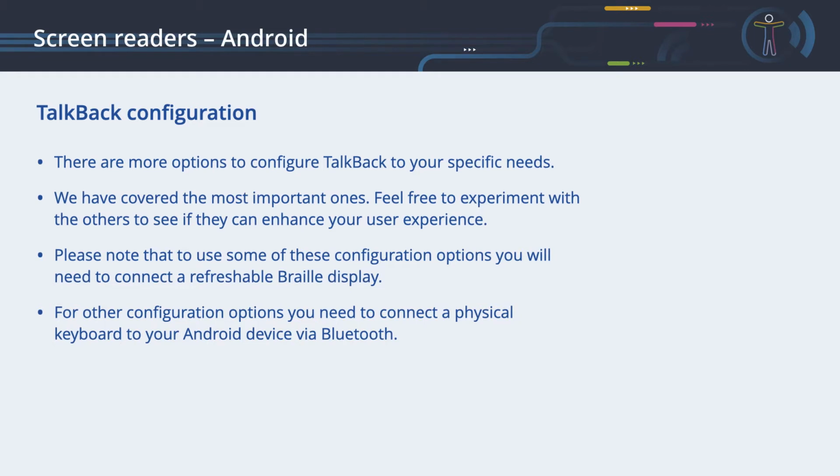There are more options to configure TalkBack to your specific needs. We have covered the most important ones. Feel free to experiment with the others to see if they can enhance your user experience. Please note that to use some of these configuration options, you will need to connect a refreshable Braille display. For other configuration options, you need to connect a physical keyboard to your Android device via Bluetooth.